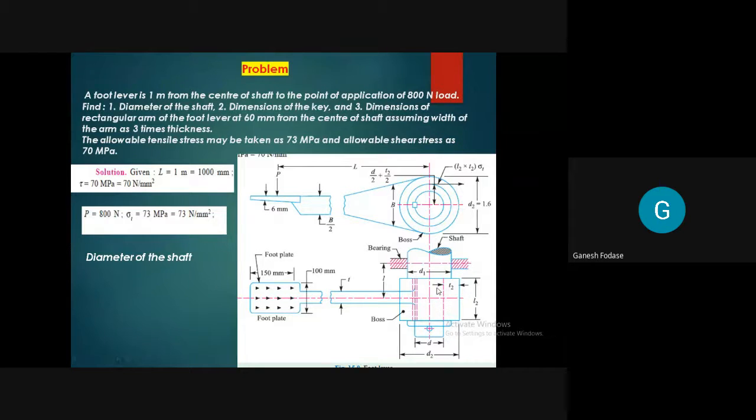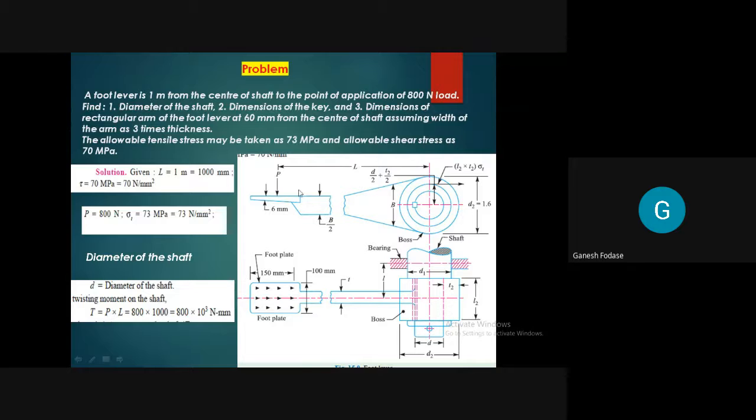Why is there failure? Torsional failure, we talk about. There is twisting moment, yes or no? And that twisting moment is due to which moment? P into L. So we need to find P into L first. Due to this P load applied at distance L, there is twisting moment on the shaft and torsional stress is induced. So the twisting moment responsible for producing torsional stress is given by P into L. P is 800, L is 1000 mm. So it is 800 into 10 to the power 3 Newton mm, your twisting moment.